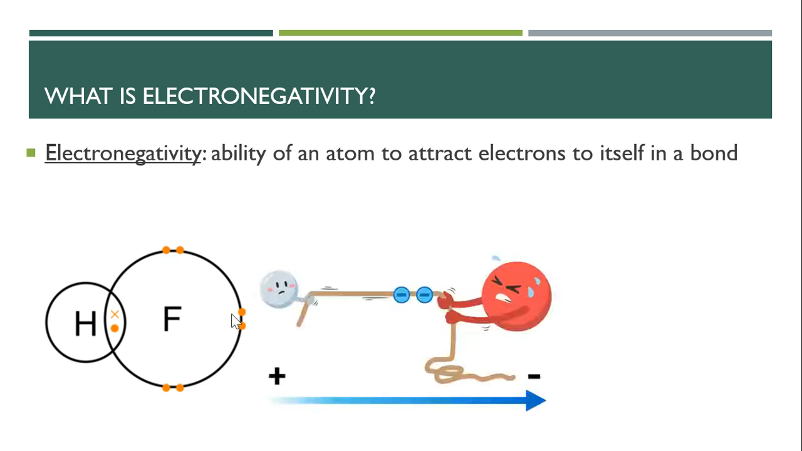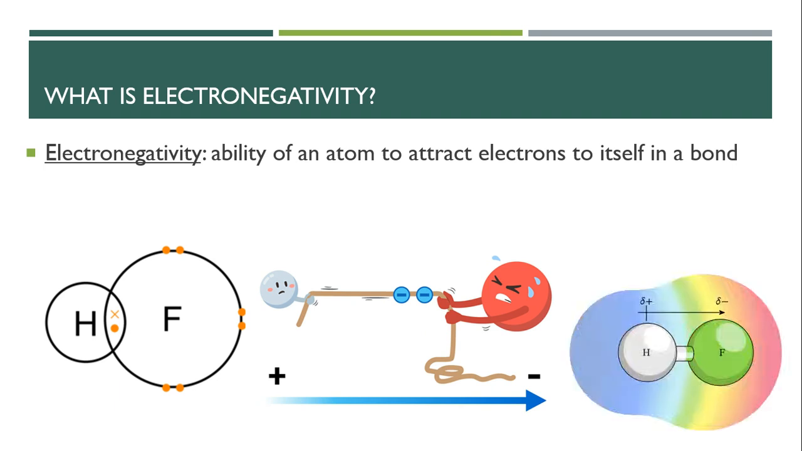So here's a cute little illustration where you have the hydrogen with its little weak, wimpy arms trying to hold on to those electrons that are being shared, and fluorine is pulling very, very hard, pulling electrons where they spend a whole lot more time around fluorine than they do buzzing around hydrogen. What that means is that the 2 electrons that are shared are going to spend a lot more time around fluorine because fluorine has a higher electronegativity. It has a stronger pull on the electrons that are shared.